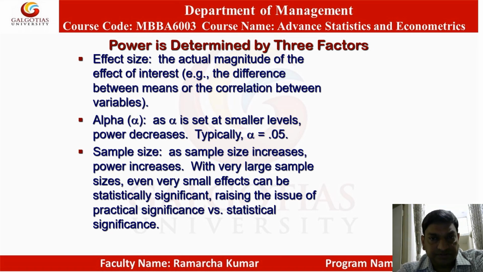Power is determined by three factors: effect size, the actual magnitude of the effect of interest, the difference between means or the correlation between variables. These are examples of effect size. And if alpha is set at a smaller level, the power will decrease. So typically alpha is 0.05. Sample size is important. As sample size increases, power increases. So with a very large sample size, even very small effects can be statistically significant, raising the issue of practical significance versus statistical significance.